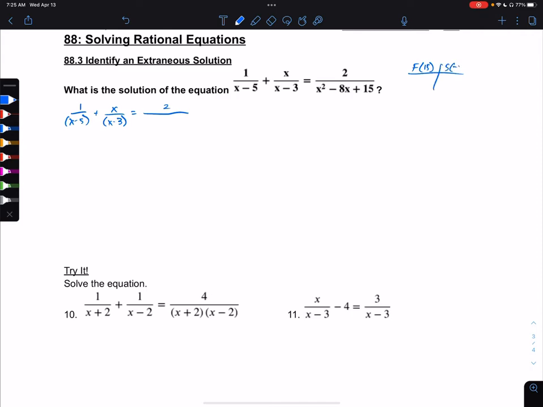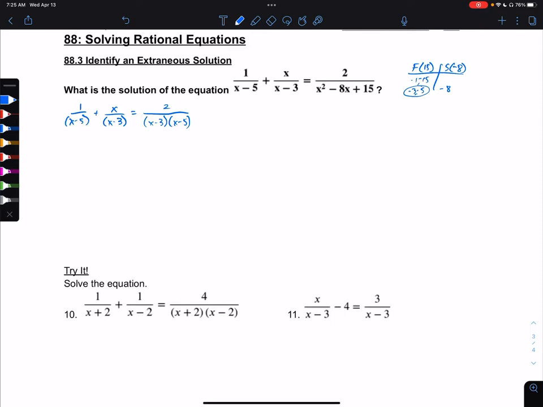If you want to use your factor sum chart, feel free to. You're going to need to use some negative numbers. So our factors would be -3 and -5. So we have x minus 3 and x minus 5 as the factored form of my denominator.